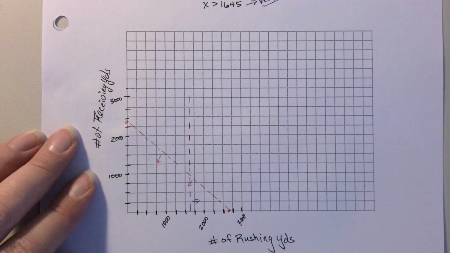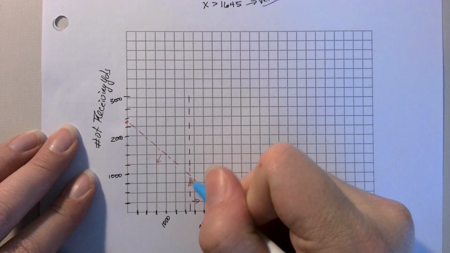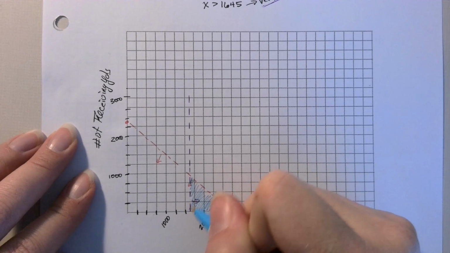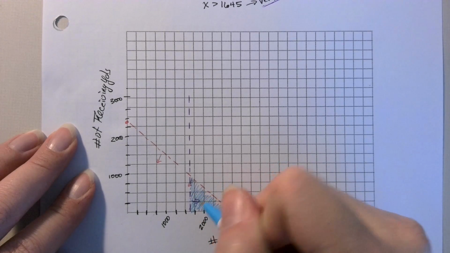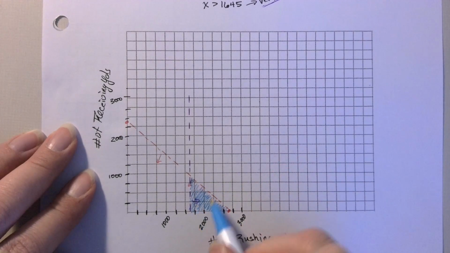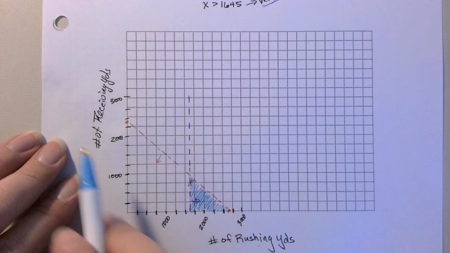So right now my final shaded region is in this pocket. And yes, it would keep going down, but I'm going to go ahead and cut it off at 0 because we know he doesn't have negative yards. So anything in here gives me a possible combination of rushing and receiving yards.